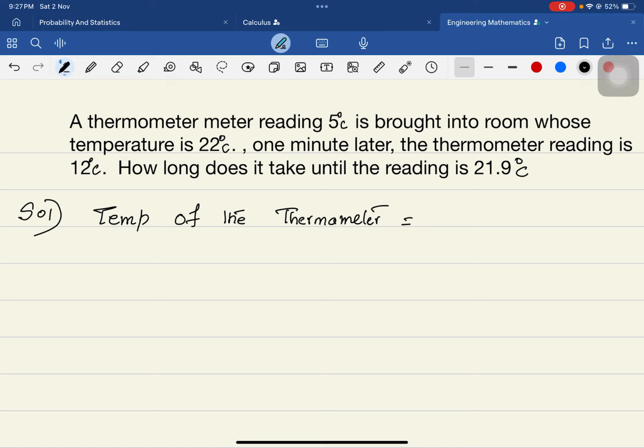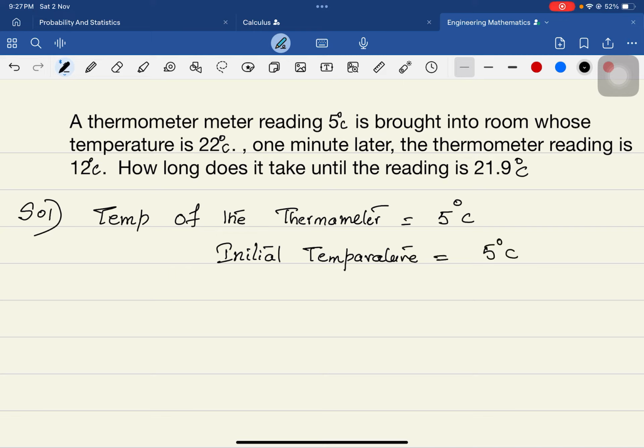Is given by 5 degrees centigrade, right? So in the beginning it is 5 degrees centigrade. So we can say that this is the initial temperature. Okay, the initial temperature is equal to 5 degrees centigrade, right?